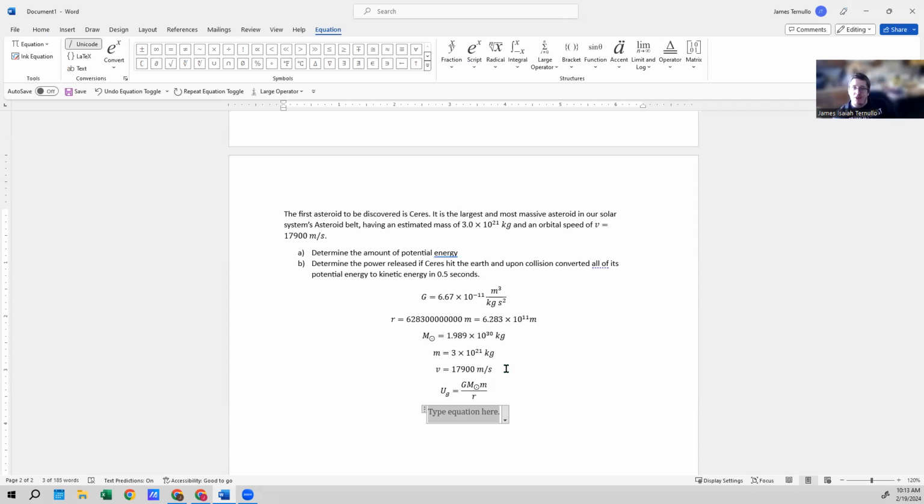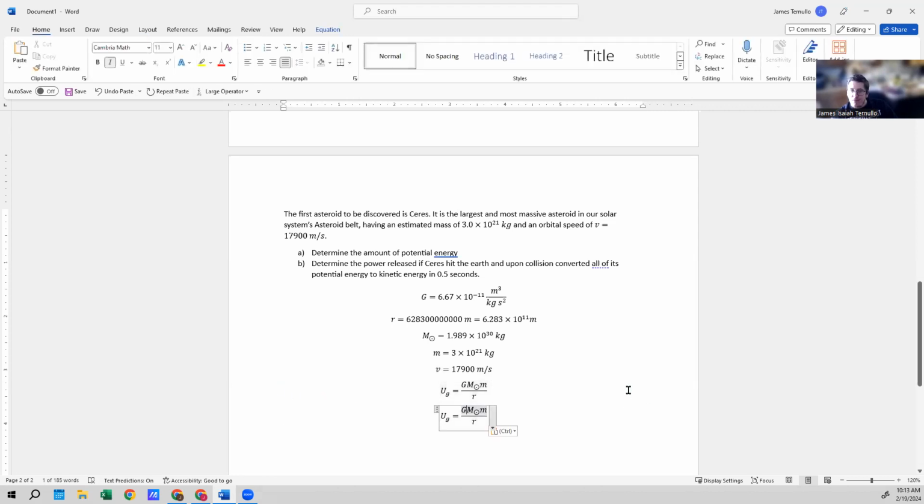Okay, so to answer question A, we want to determine the amount of potential energy. Well, I've given you that equation, and as you can see, that is right here. And all I'm going to do is just start plugging numbers in. So I'm going to take Newton's constant, plug it in here. I'm going to take the mass of the sun, plug it in here. Take the mass of our comet, plug it here, and the distance.